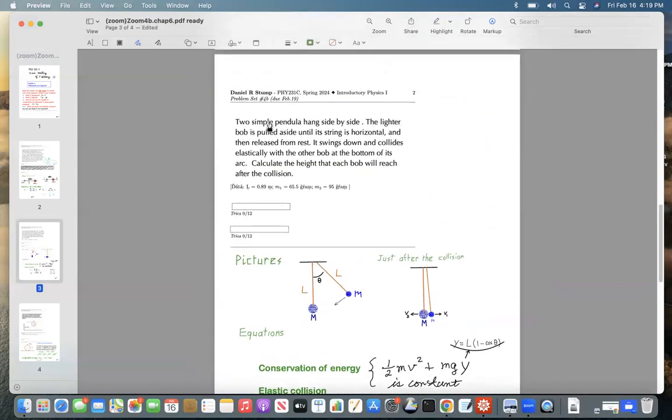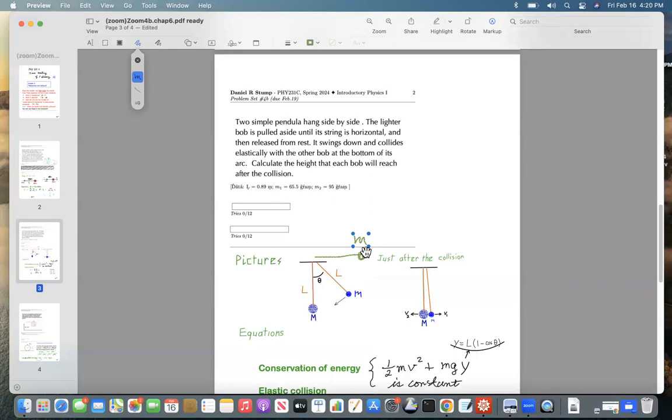Or here's another example. Two simple pendula hang side by side. One is lighter, one is heavier. So let's call the lighter one mass little m and the heavier one mass capital M. The lighter bulb is pulled aside until its string is horizontal. So the lighter one is pulled aside. So this is the initial condition. The string is horizontal. The heavier pendulum is just hanging straight down. Now release this mass little m from rest.